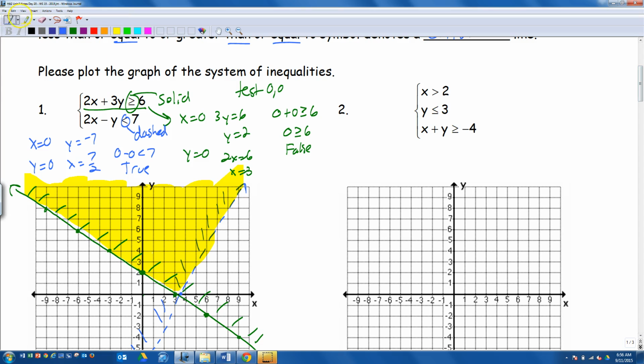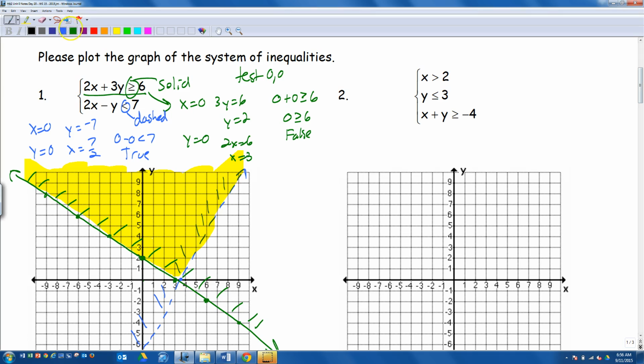Alright, let's do number 2. x is greater than 2. That is a vertical line. And it is at 2 and it is dashed. So here it is right here.